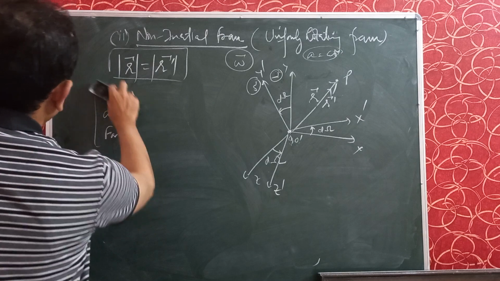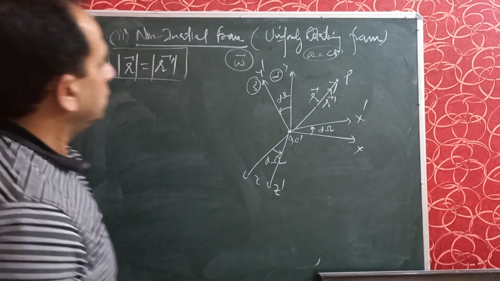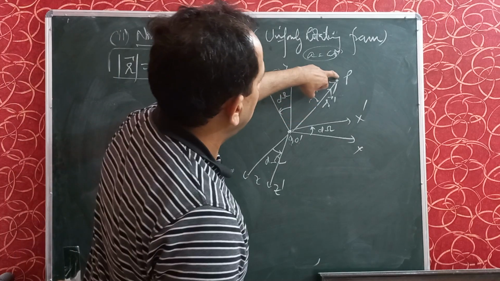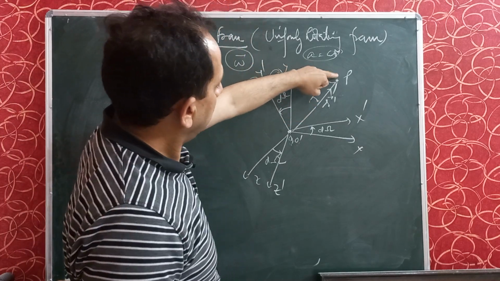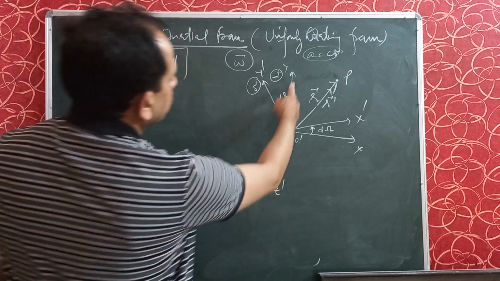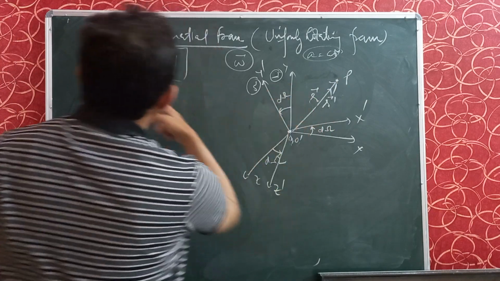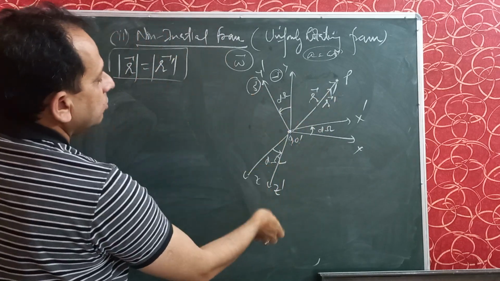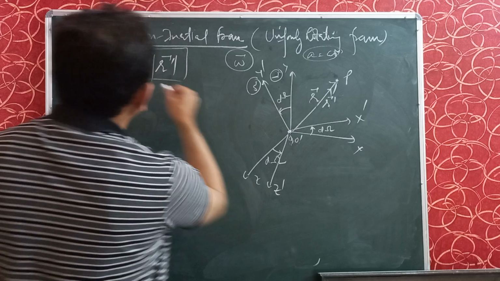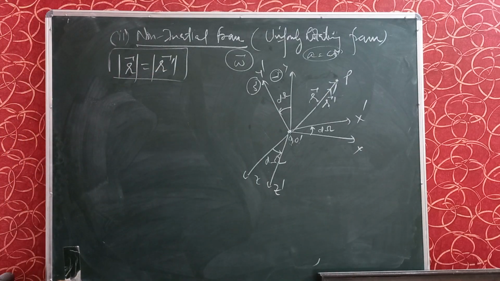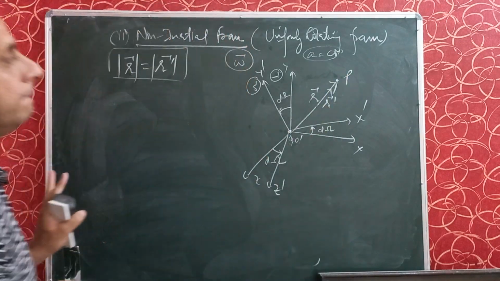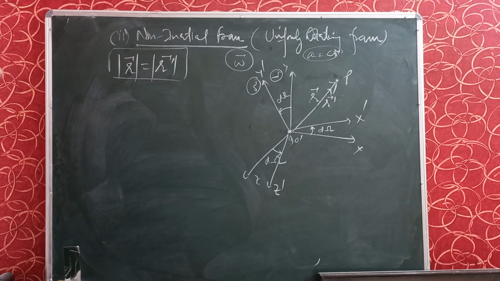So, we know that the position vector of the particle P, when we observe this particle P in two different frames: in the first frame the distance is r, and with respect to the second frame the distance is r dash, but the magnitudes of r and r dash are both the same. Why magnitude? Because the length OP or OP dash is the same, but the direction is not the same.